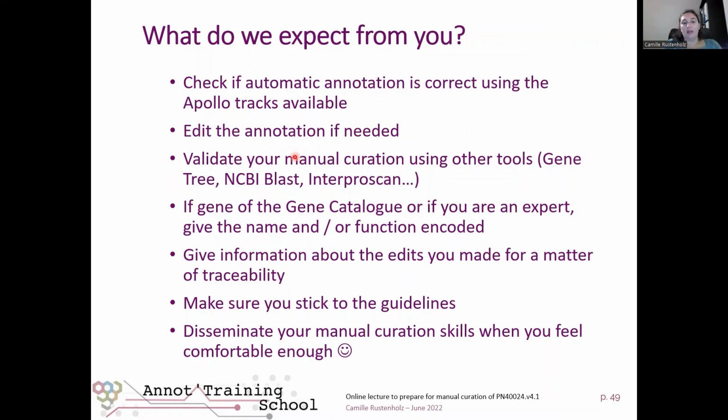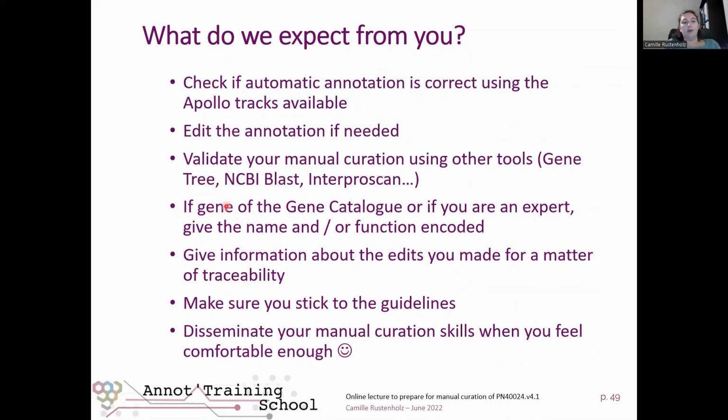Then if you make some edits, you need to validate your manual curation using some other tools to check whether the edits that you suggested are possible.